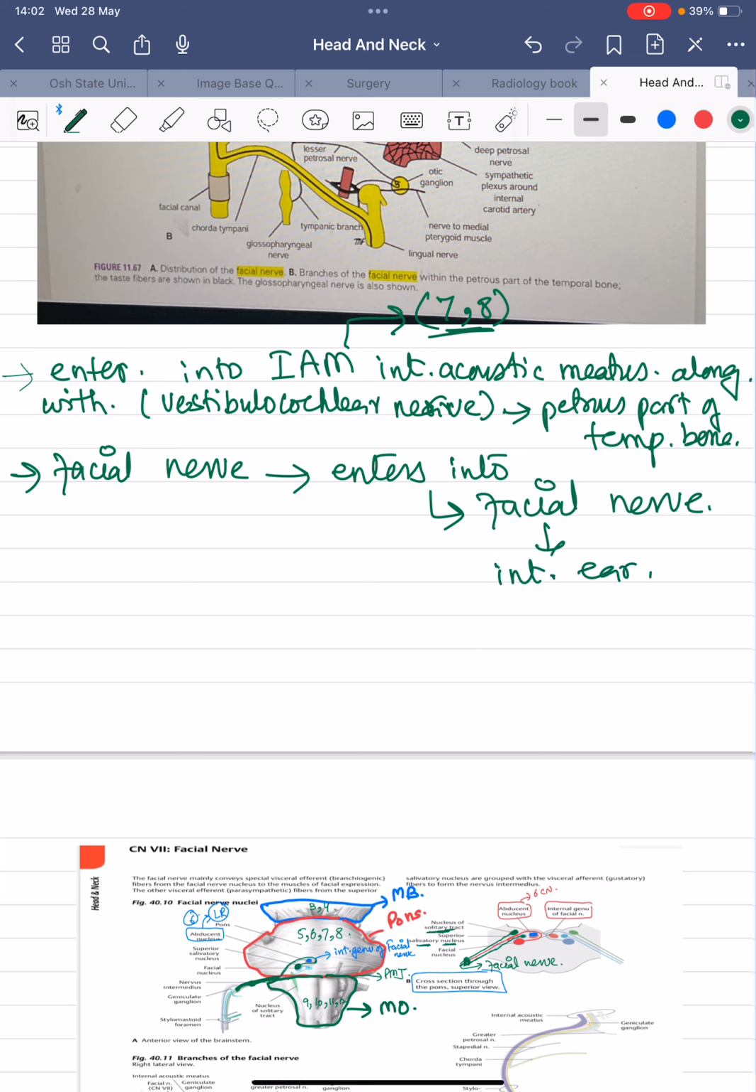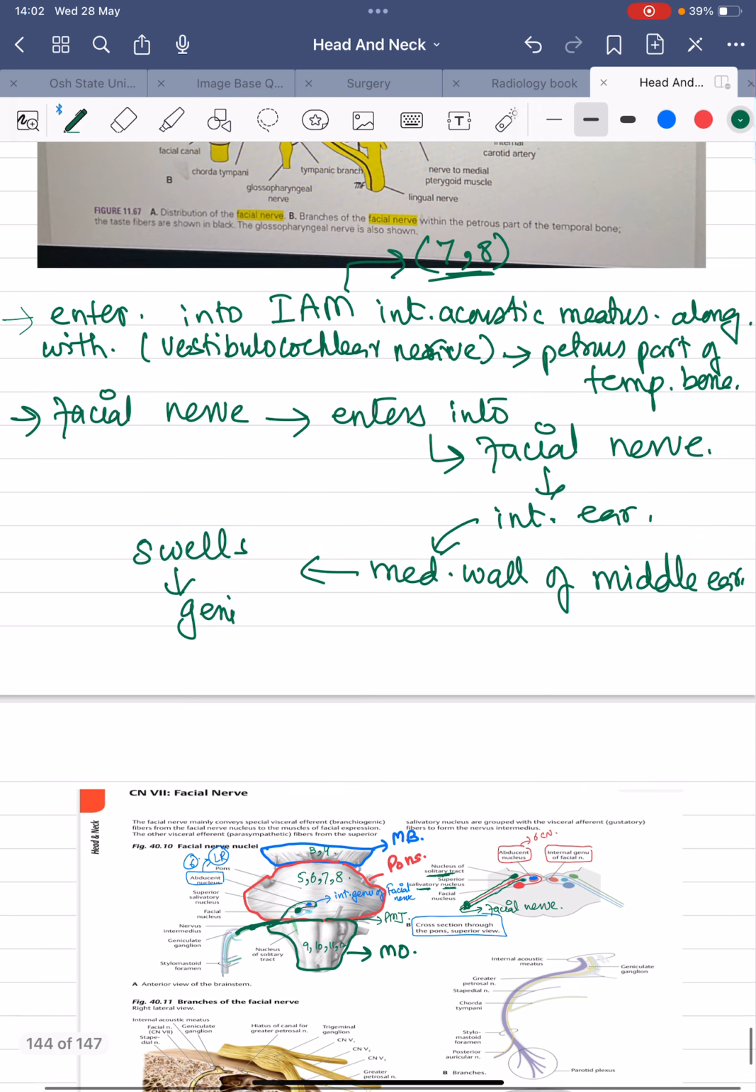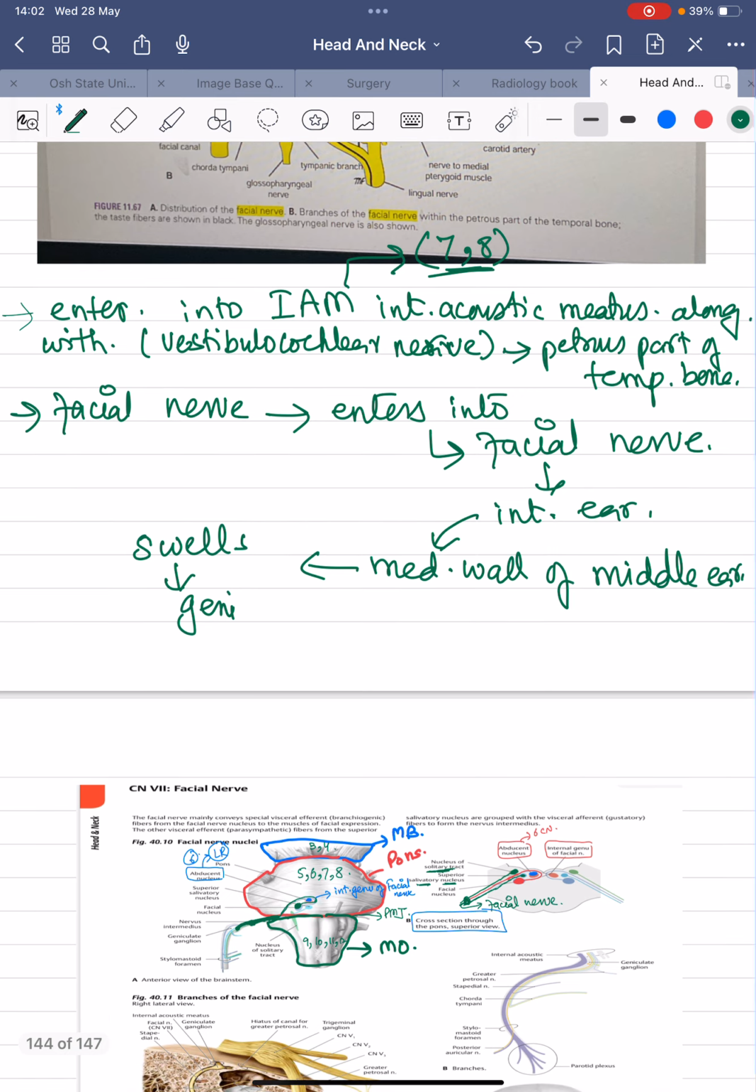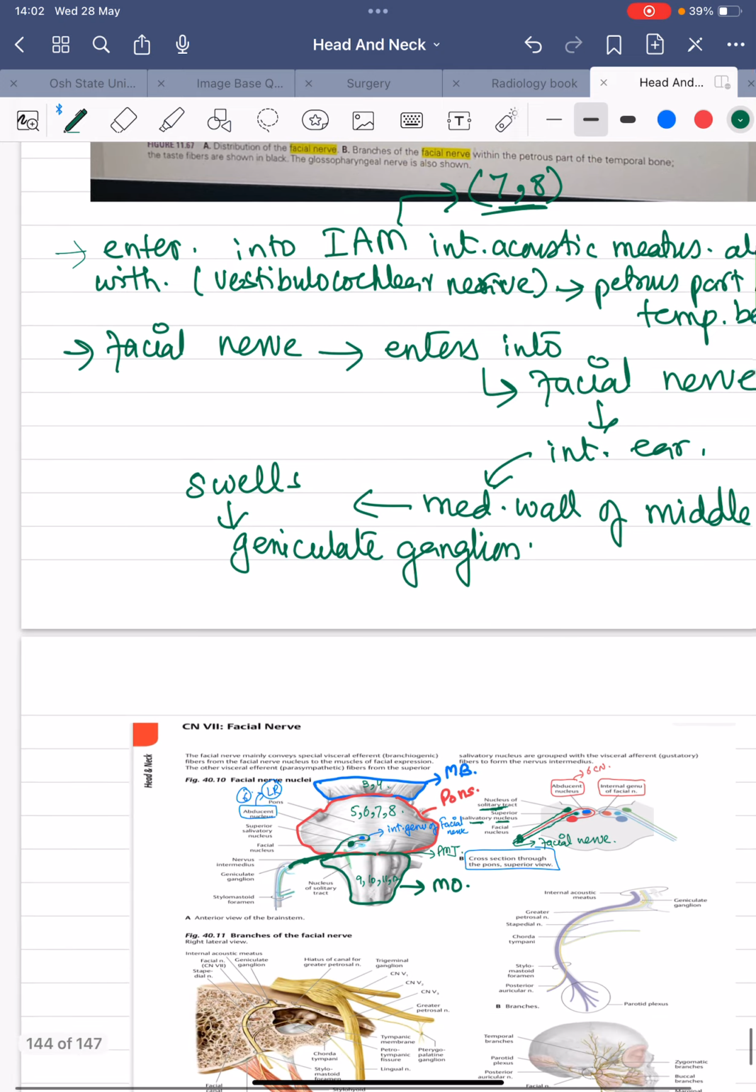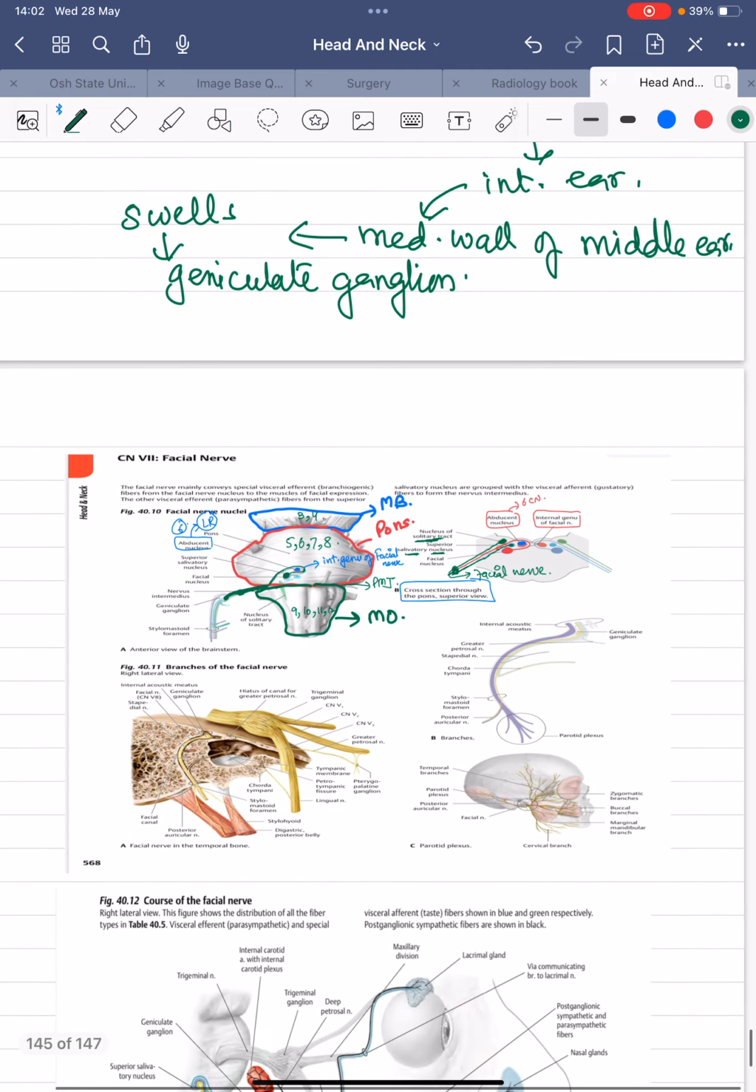And when it reaches the medial wall of the middle ear, the nerve swells, and it forms a sensory ganglion known as the geniculate ganglion. Okay, geniculate ganglion. Now see this diagram, all students.